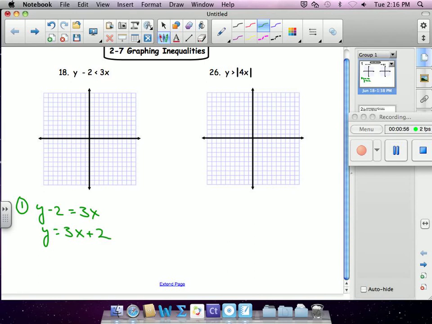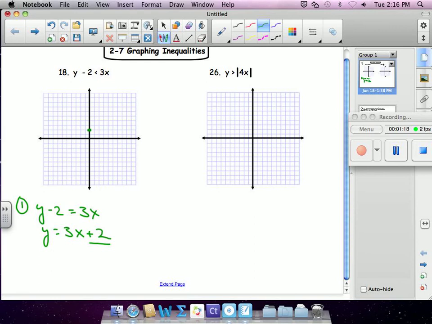Why is slope-intercept form an easier type of line to graph? It gives you two important bits of information. The first is the plus 2. The plus 2 is the y-intercept. And by its name, it tells you where it crosses the y-axis. So at 0, 2, I'm going to make my first dot.